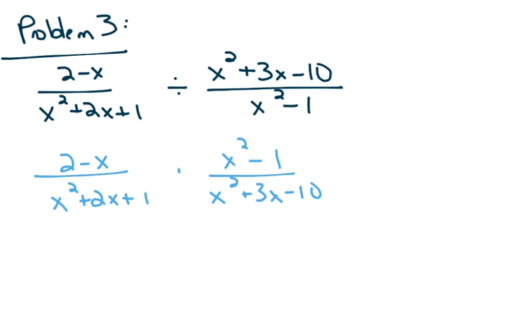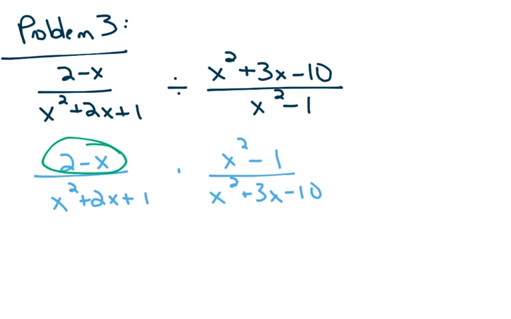The first thing that I'm going to do is factor everything, and then I'm going to do a bunch of canceling. After I'm done factoring, I'll go find my restrictions because I need to find them before I cancel. This is the first thing that I want to point out to you. I don't like 2 minus x. I'd rather that said x minus 2.